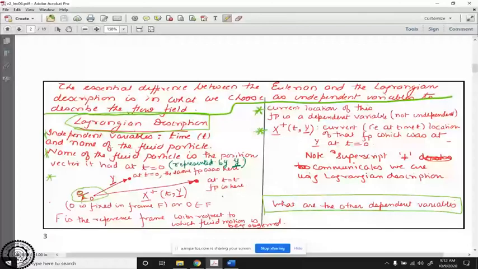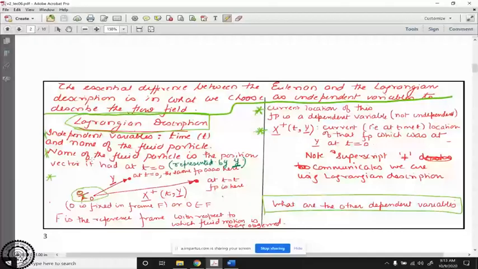In mechanics, if you have a system of 100 particles, we can number them and give them an identity, or we can call them by some fancy names, John, Peter, like that. But the point is that we have to have the identity of the particle as an independent variable. So in this case, for a flow field, how do we name fluid particles? How do we give identity to fluid particles?